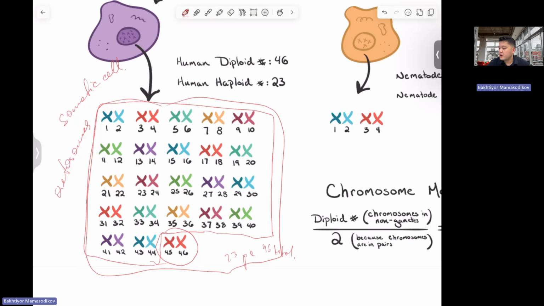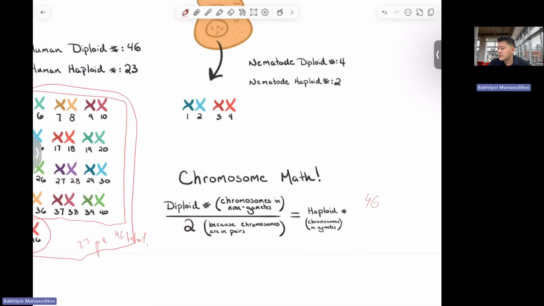So the diploid number of chromosomes in the human body is always 46. If I divide it into two, I will get 23, which is the haploid number. Haploid means only one set of chromosomes, for example, the set that came from the dad or the set that came from the mom. This is one set of chromosomes.